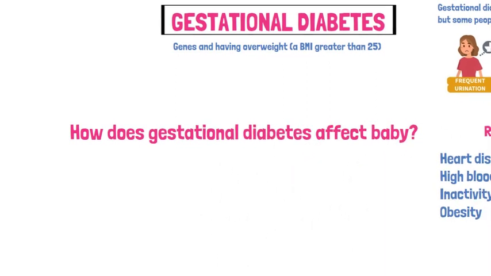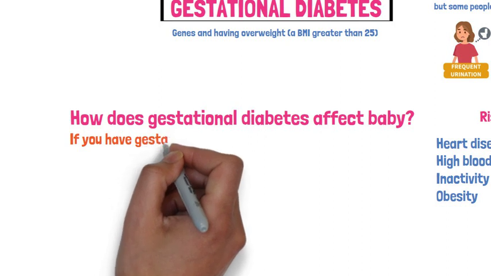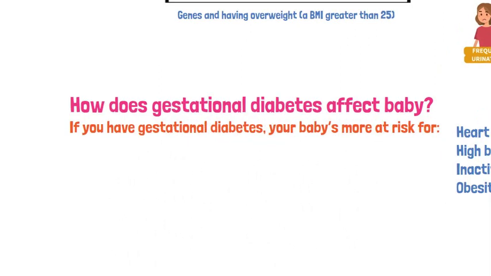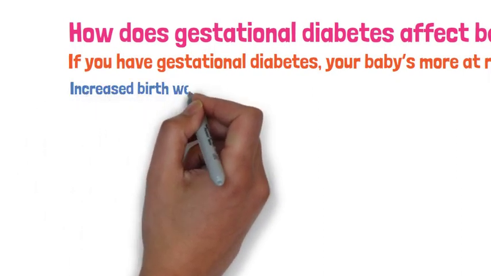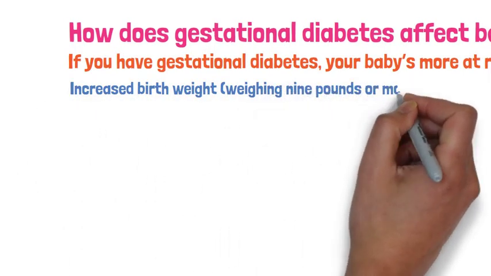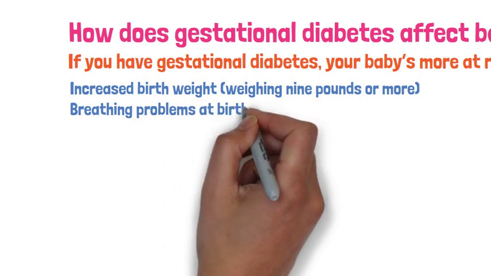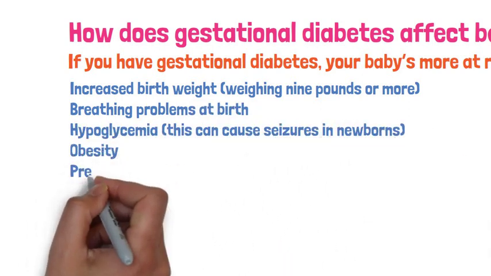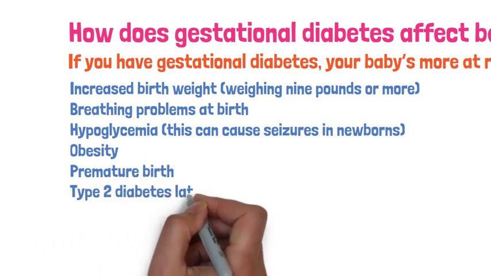How does gestational diabetes affect the baby? If you have gestational diabetes, your baby is more at risk for increased birth weight, weighing 9 pounds or more, breathing problems at birth, hypoglycemia, which can cause seizures in newborns, obesity in newborns, premature birth, and type 2 diabetes later in life.